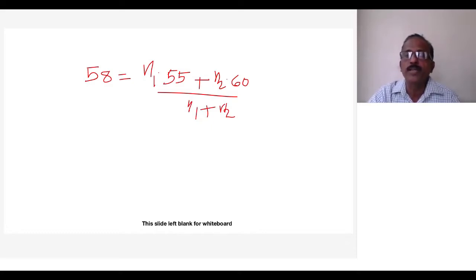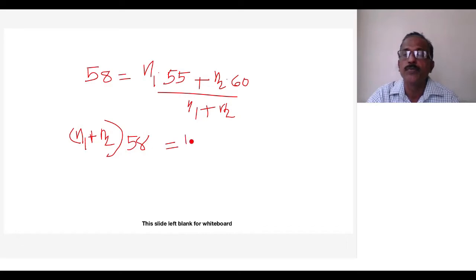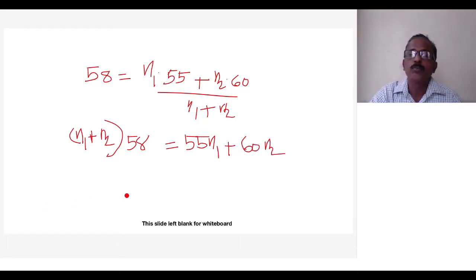So on cross multiplying, we get (n1 plus n2) into 58 is equal to 55 into n1 plus 60 n2. Okay, so remove the bracket on the left hand side.